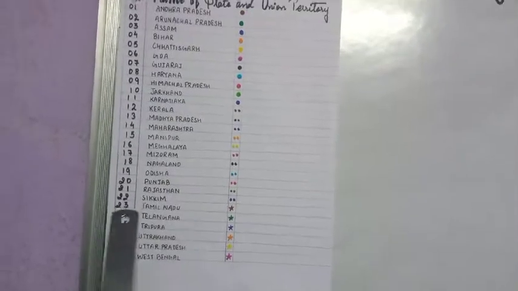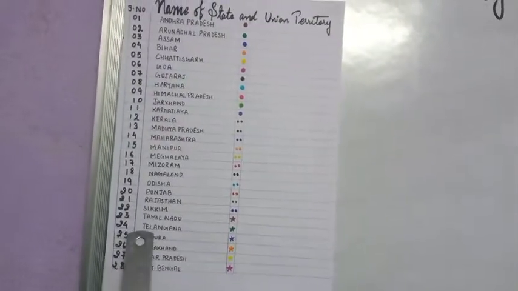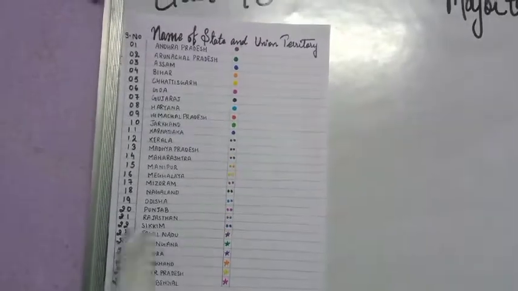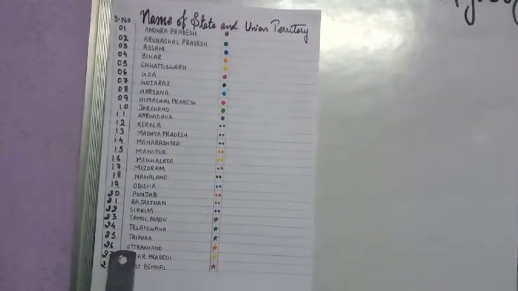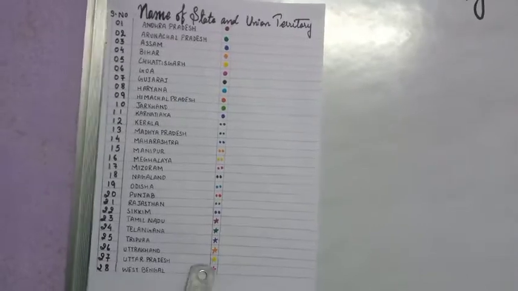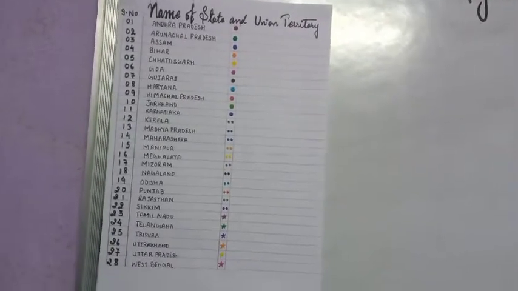Jharkhand, K for Karnataka, K for Kerala, M for Madhya Pradesh, M for Maharashtra, M for Manipur, M for Meghalaya, M for Mizoram, N for Nagaland, O for Odisha, P for Punjab, R for Rajasthan, S for Sikkim, T for Tamil Nadu, again T for Telangana, T for Tripura, U for Uttarakhand, U for Uttar Pradesh, and W for West Bengal. So these are the names of the states.